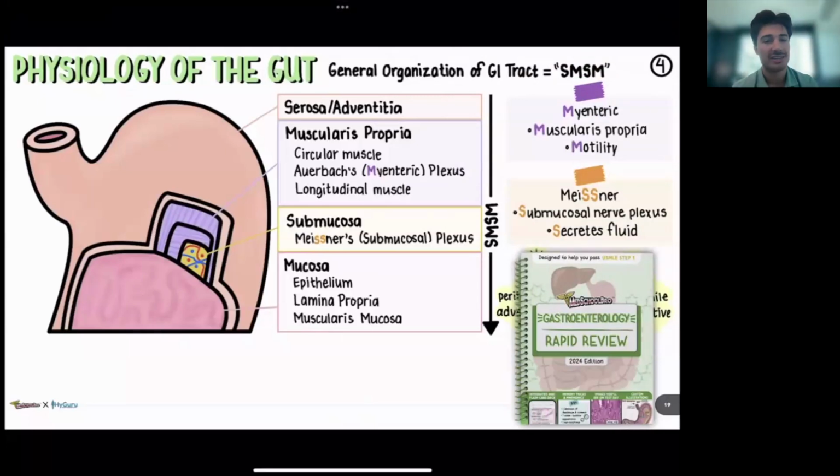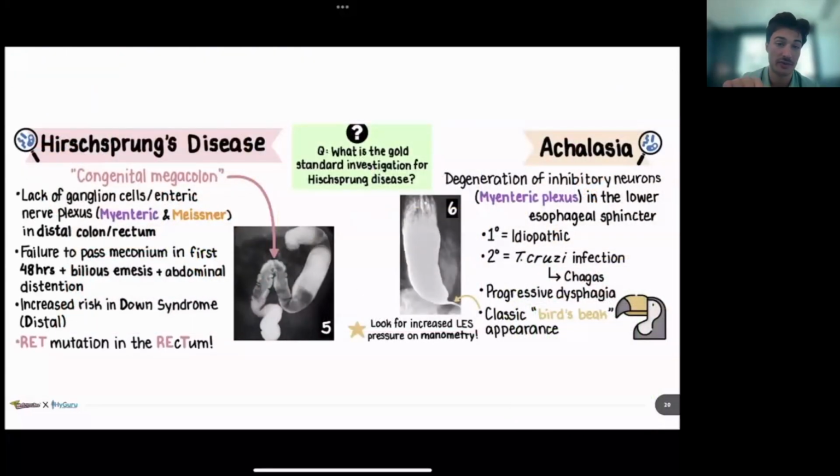On a page of my guide, you're going to see the physiology. You're going to see my fun memory tricks. Myenteric, muscularis propria, motility. Meissner has 2 S's, so you're thinking submucosal nerve plexus secretes fluids, to remember the function there. And just the general organization, SMSM, really helps me understand the layers of the GI tract, which will tie us really nicely into the next slide, which is the integration with the pathophysiology.